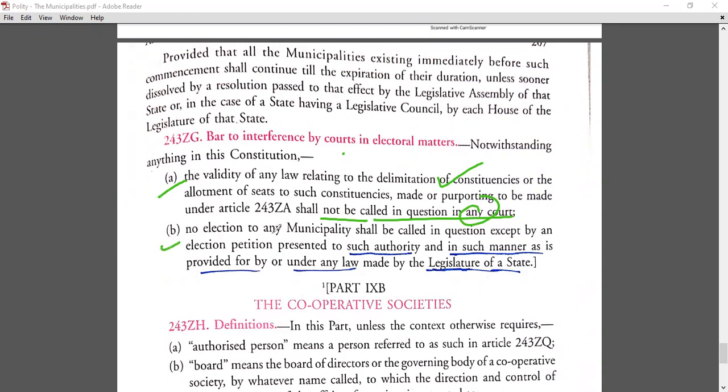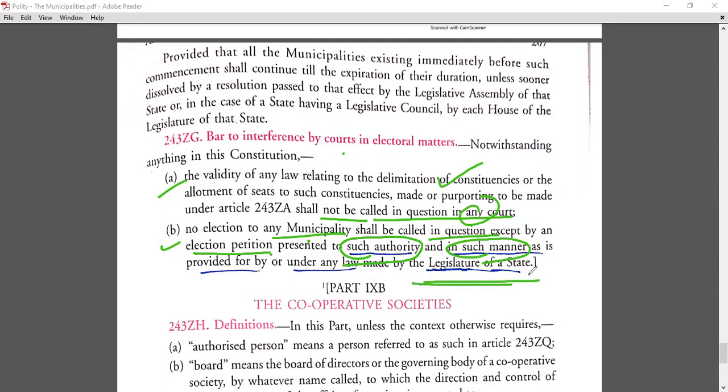Next is, no election to any municipality shall be called in question. Same provision we studied during the Panchayat class also. No election to any municipality shall be called in question, except, like it means it can be called, but there has to be an election petition, sorry, not to the court by the way, except by an election petition presented to such authority and in such manner as the state legislature will provide.